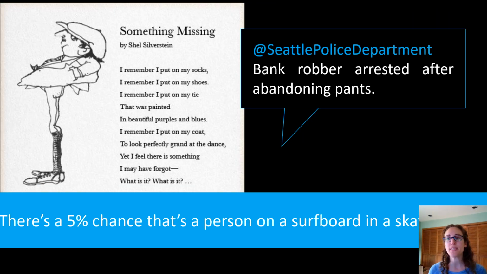However, what we would hope is that users would be more skeptical of highly incongruent captions like this one. So in this case, the Seattle Police Department tweeted a headline, "Bank robber arrested after abandoning pants," and they accompanied it with a humorous drawing of a man who lacks pants. But the AI system says there's a 5% chance that's a person on a surfboard in a skate park. So that caption is already internally inconsistent, because why would someone be on a surfboard in a skate park? But also it has nothing to do with bank robbers or lack of pants. So we would hope that they would mark this as a not trustworthy caption.